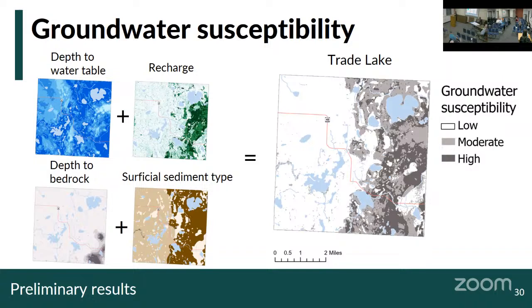So these types of maps are helpful for understanding how the geology and the landscape can impact our groundwater quality. But of course, you need a contaminant source as well. And I think this sets us up well to talk about the water quality. That's what Kevin will be covering.